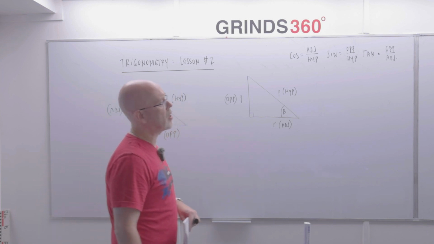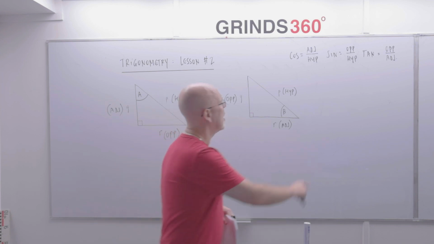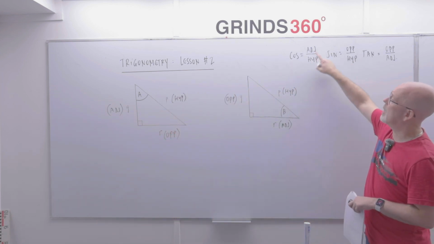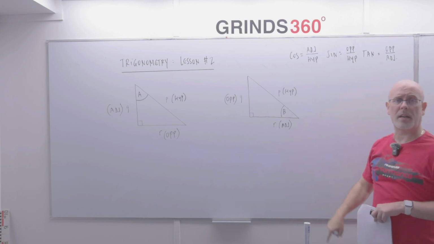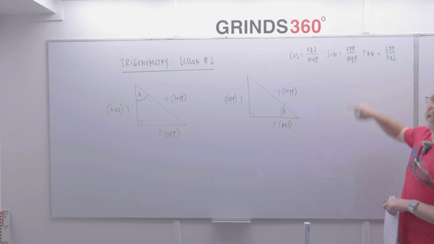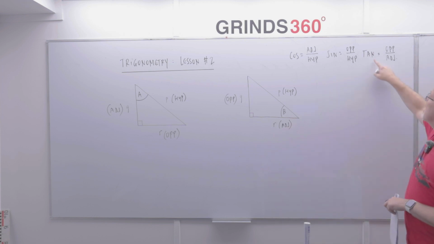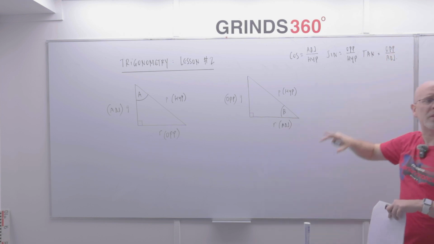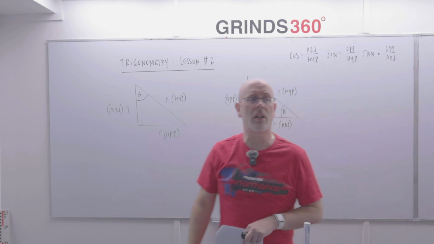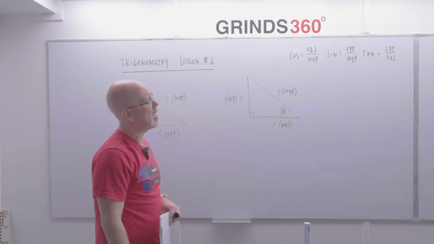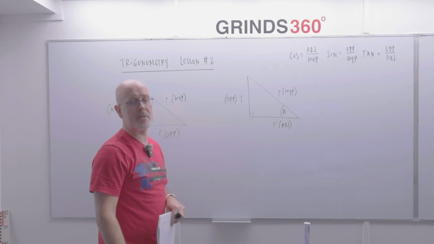The three ratios you will have encountered before are the cosine, sine, and tan ratios. The cosine ratio is the length of the adjacent divided by the length of the hypotenuse. The sine ratio is the length of the opposite divided by the length of the hypotenuse. And the tan ratio is the length of the opposite divided by the length of the adjacent. So they're the three ratios: sine, cosine, and tan. Cosine is adjacent over hypotenuse, sine is opposite over hypotenuse, and tan is opposite over adjacent.